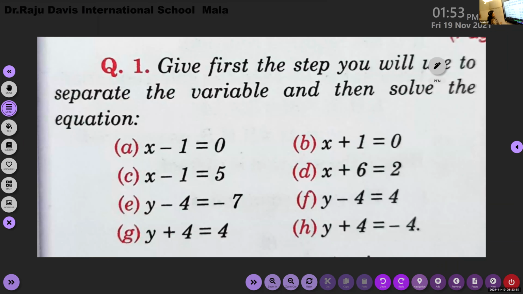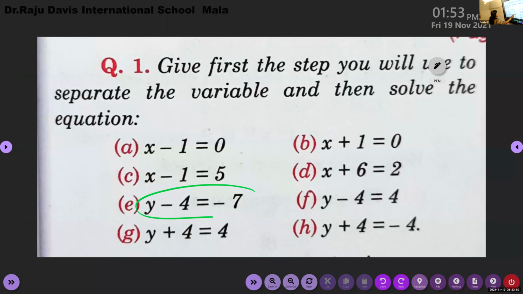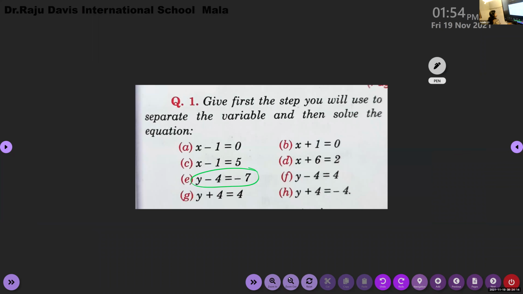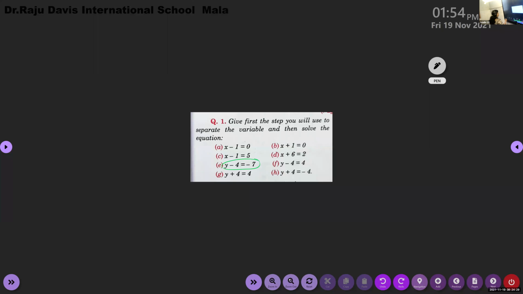Next question. We can do this one, children. y minus 4 is equal to minus 7. Do it yourself. I'll call you. y minus 4 is equal to minus 7.